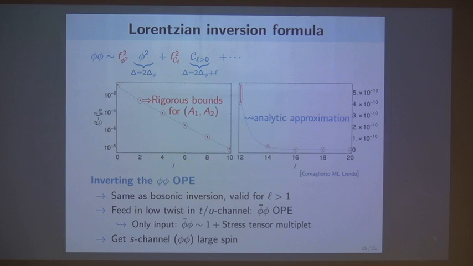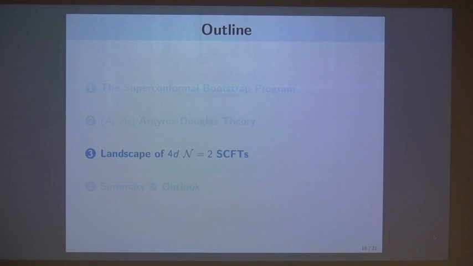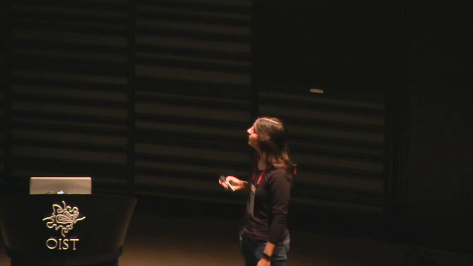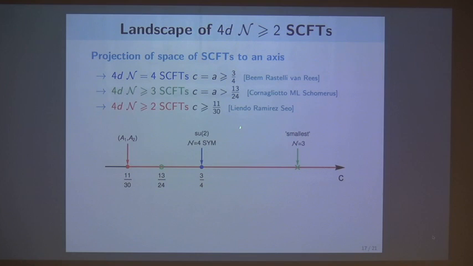So now let me take a step back and see if we just got lucky with this one or if there are other theories we could hope to reach numerically. So when I started, I showed you this line, which is a very rough picture of the space of four-dimensional N equals 2 SCFTs. I was just projecting them all down to an axis just parameterized by the central charge. So I would like now to take a finer look at this space of theories. So let's also organize theories by their flavor symmetry.